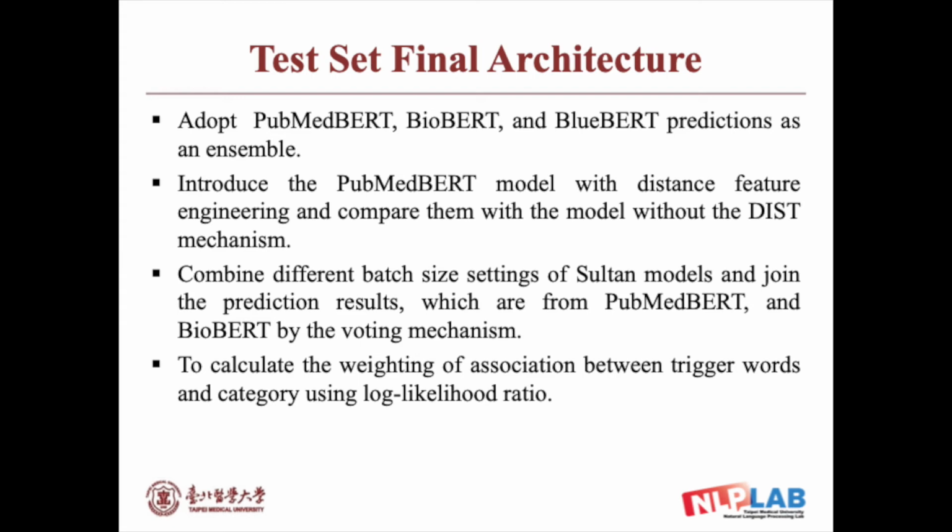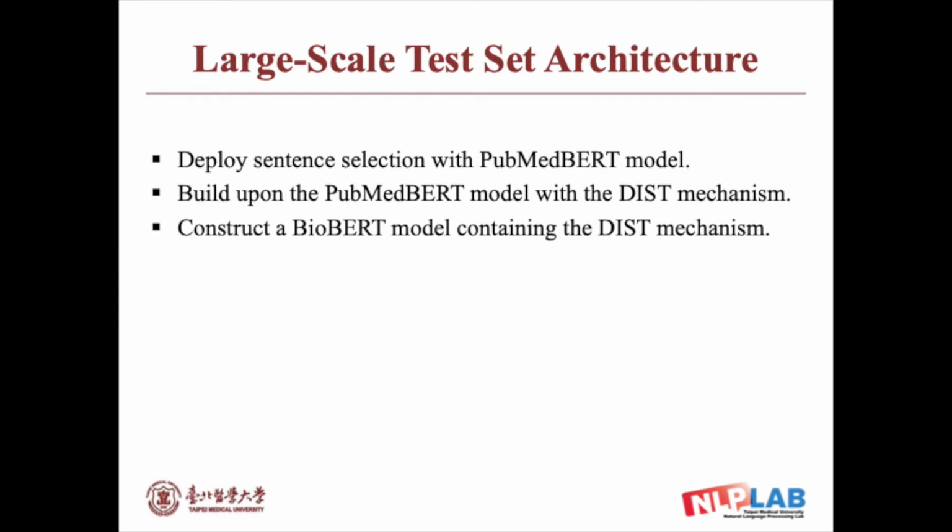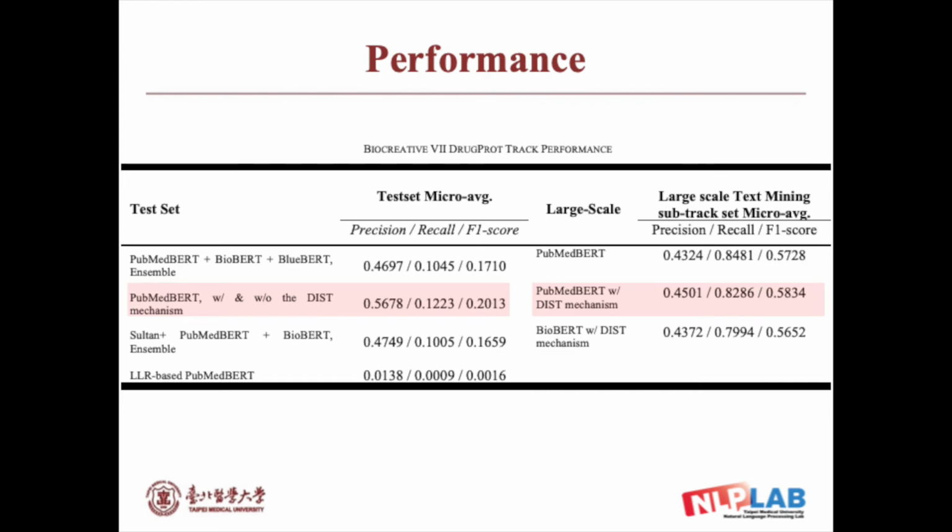Last but not least, we applied LLR, log likelihood ratio, to count the term weighting between trigger words and categories. Due to the limitation of hardware equipment, we tried to submit 3 large-scale experiments that are the PubMedBERT model with and without the distance mechanism and the BioBERT model with the distance feature. The final performance table is shown above, including the test dataset and large-scale dataset.